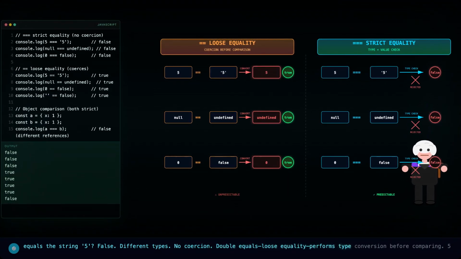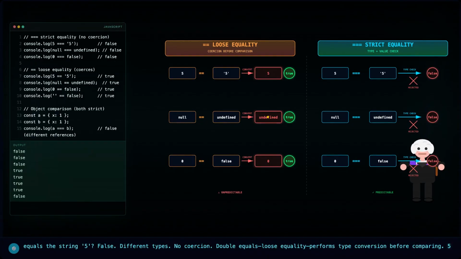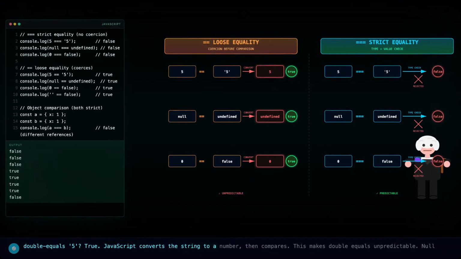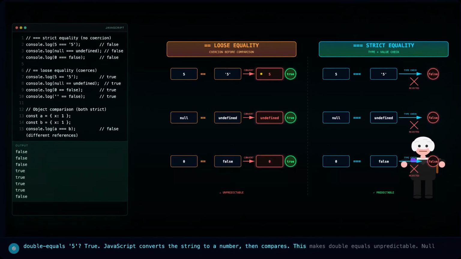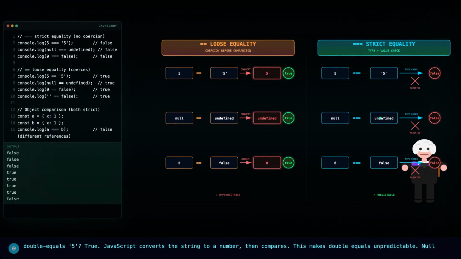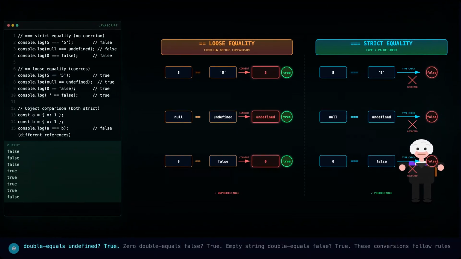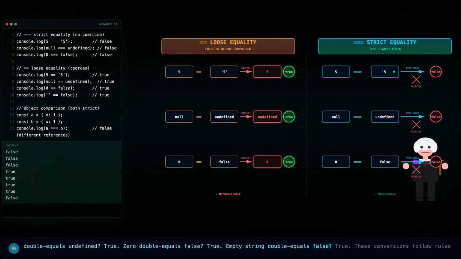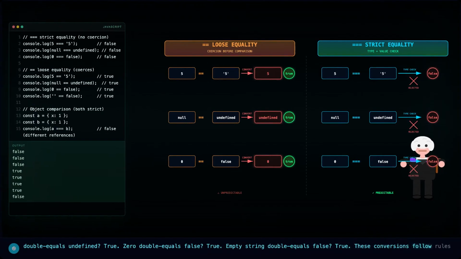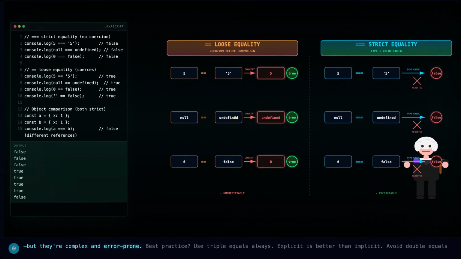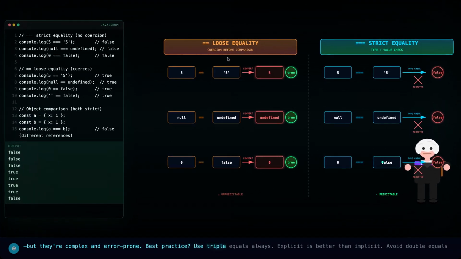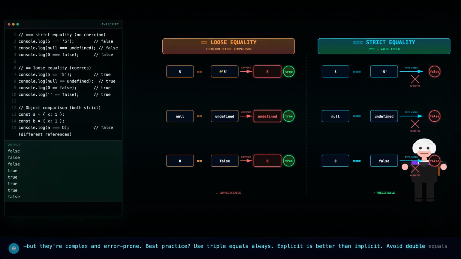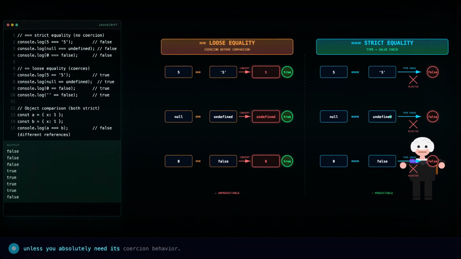Double equals, loose equality, performs type conversion before comparing. The number 5 double equals the string 5? True. JavaScript converts the string to a number, then compares. This makes double equals unpredictable. Null double equals undefined? True. 0 double equals false? True. Empty string double equals false? True. These conversions follow rules, but they're complex and error-prone. Best practice? Use triple equals always. Explicit is better than implicit. Avoid double equals unless you absolutely need its coercion behavior.